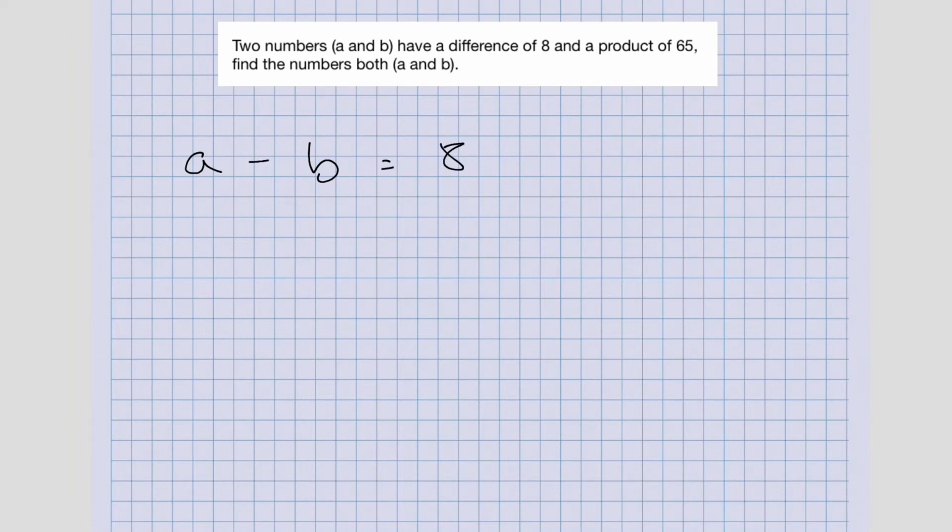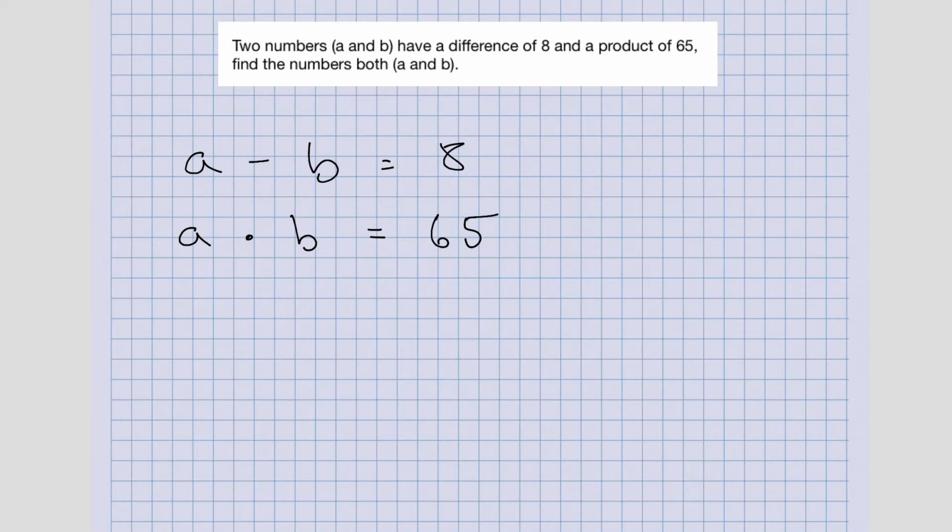And they have a product of 65. Whenever you see this word product, that means multiplication. So we're going to say that A times B equals 65. Okay, so there's our setup. A minus B equals 8, and A times B equals 65.